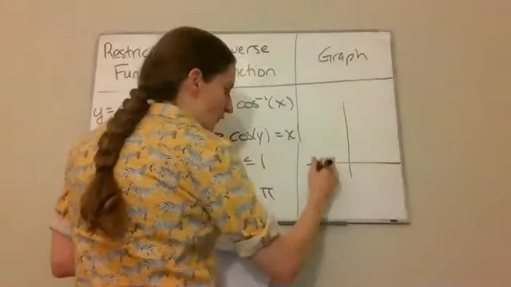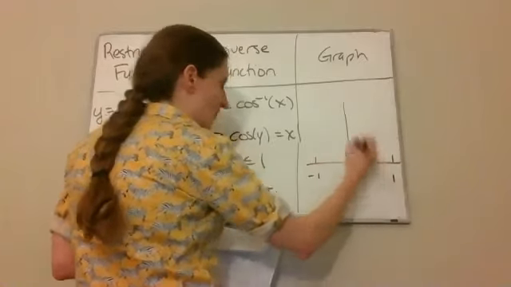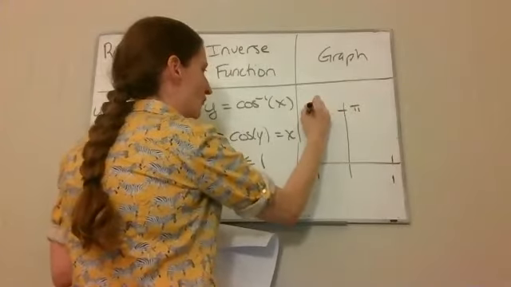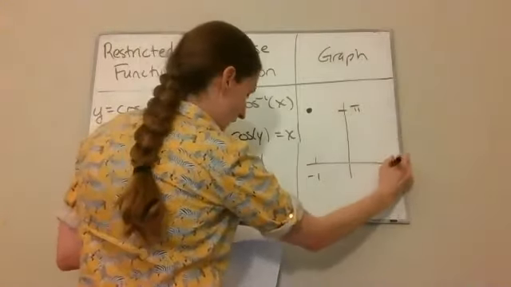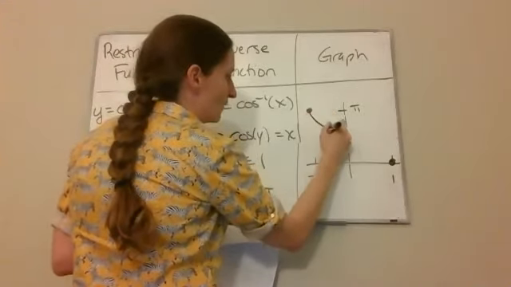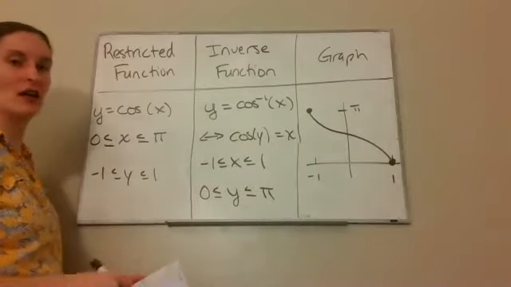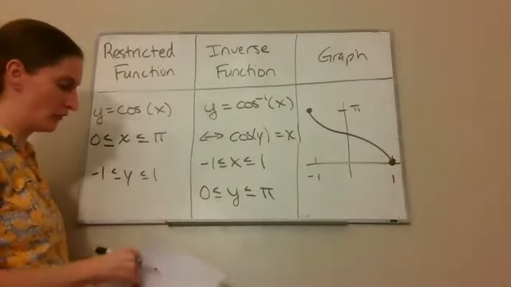The sketch of this graph: we have a point up here at negative 1, pi, we have a point at 1, 0, and it just kind of curves on down like that. That's an approximate graph of the inverse cosine graph.